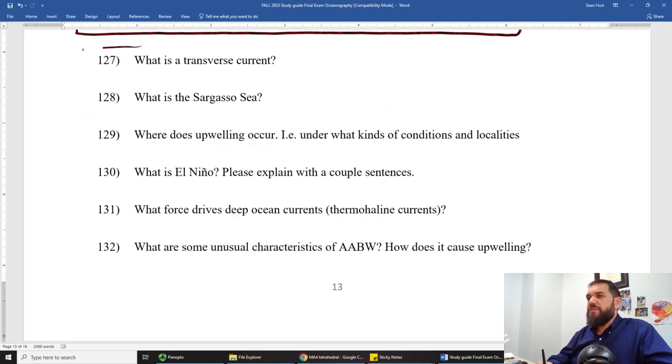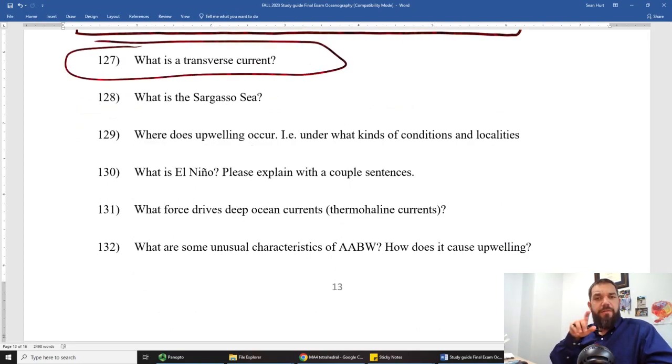All right, transverse currents are the currents that complete the gyre. They connect, on the northern and southern boundaries, the western and eastern boundary currents, okay? So they're like the north-south boundary currents. They're flowing from east to west or from west to east, depending on the circumstances.